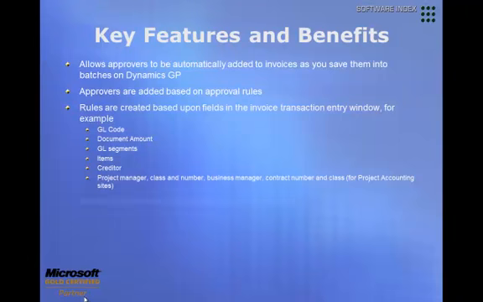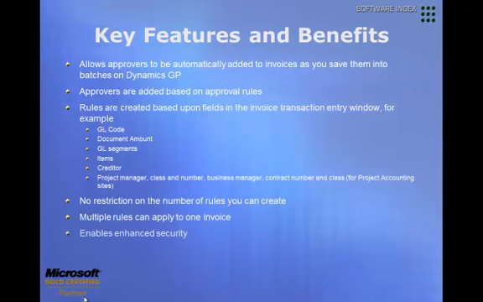The main difference between the standard version of Invoice Approvals and the Enterprise one is that within the Enterprise you can create approval rules that automatically add approvers onto invoices as you save them onto GP. The approvers are added based on approval rules that you can create, and you can create those rules using fields within the transaction entry window. For example, the full GL code, the document amount, segments of the GL, items you've purchased, creditor name, and also if using project accounting, you can use many of the fields within project accounting, for example, the contract number of the project.